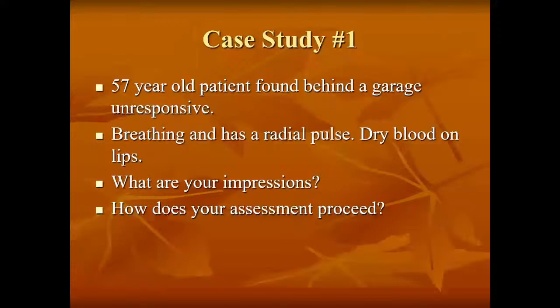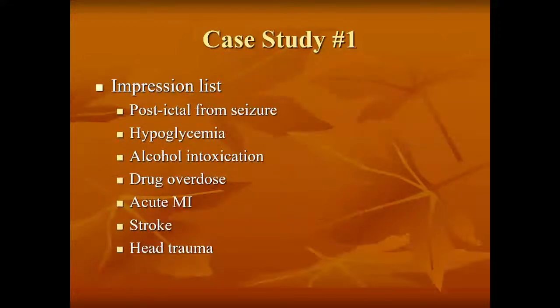I like these. We won't talk about treatment very much, but it's just quick little case studies here to kind of trigger your brain. What's your differential? I like to run through stuff like this all the time. It's kind of like Roche review based, but 57-year-old patient found behind the garage unresponsive. He's breathing, has a radial pulse, dry blood on lips. What are your impressions, right? So this is where we start getting into the differential diagnosis. Some things that you could think of, right?